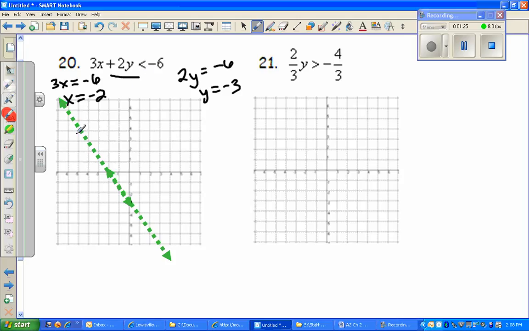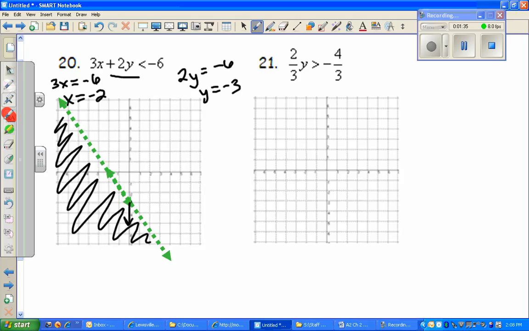If you have trouble telling where above and below is, look at your y-intercept. Above would be above there, and below is below there. So I know I need to shade down in this region below the line for my inequality.